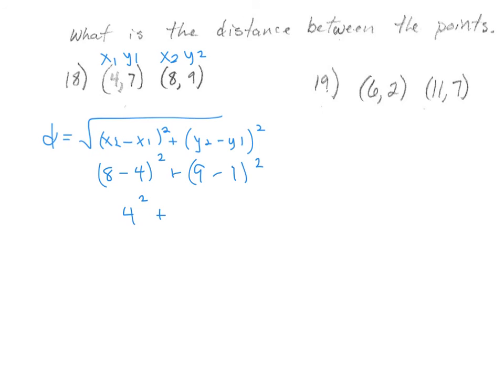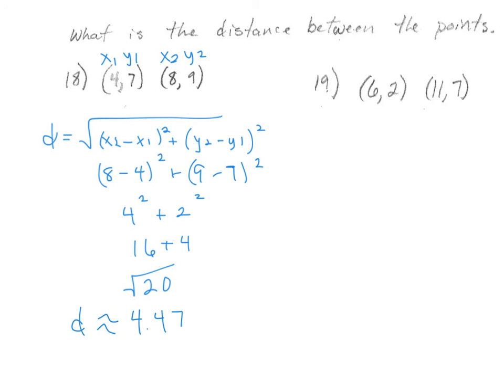So 8 minus 4 is 4. And 9 minus 7 is 2. So 4 squared is 16, plus 2 squared, which is 4. I get 20. And then my final step is to take the square root. And if I do the square root of 20, I get 4.47. So our distance is approximately 4.47.